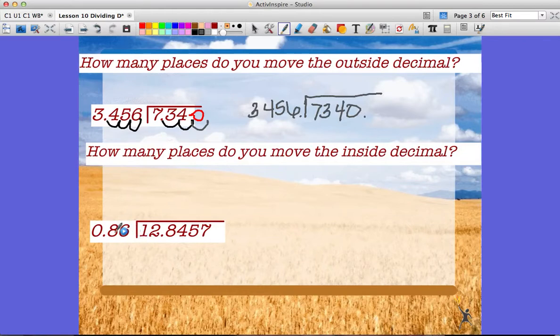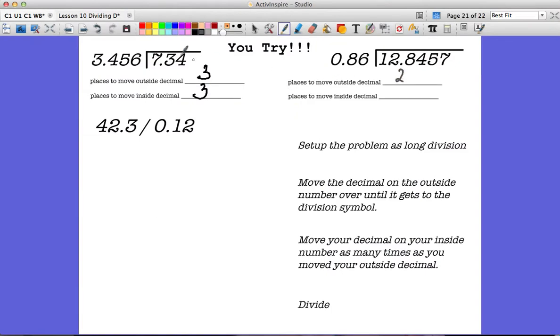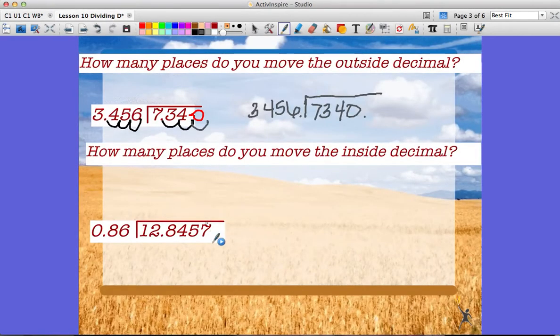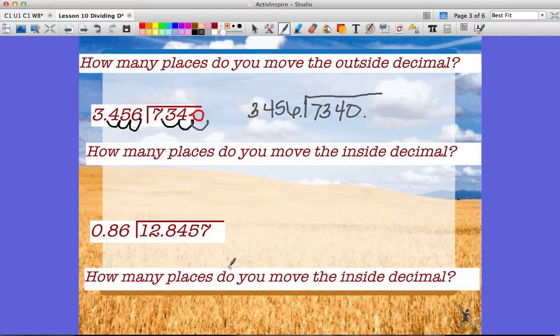Looking at this problem, how many places do we move the outside decimal? If you answered 2, you are correct. So then how many places do we move the inside decimal? Again, if you answered 2, you are correct, because we move the same number of places on the inside as we do on the outside.